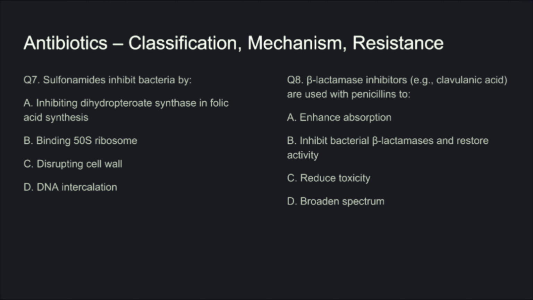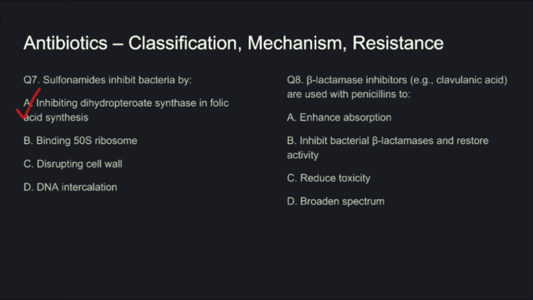Sulfonamides inhibit bacteria by: A. Inhibiting dihydropteroate synthetase in folic acid synthesis, B. Binding 50S ribosome, C. Disrupting cell wall, D. DNA intercalation. So the correct answer is A, inhibiting dihydropteroate synthetase in folic acid synthesis. Sulfonamides are competitive inhibitors of PABA in folate synthesis.